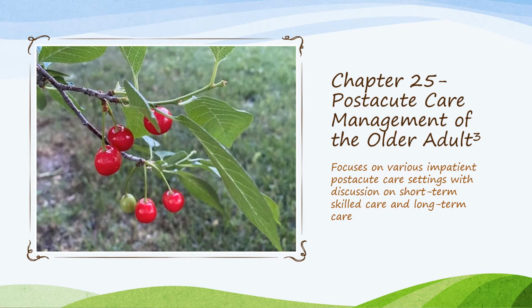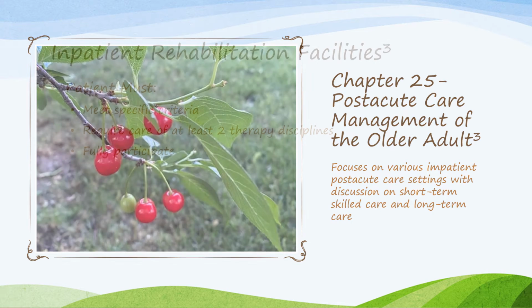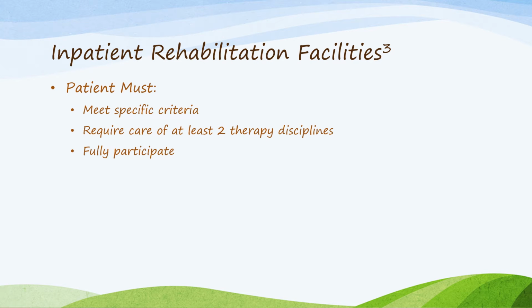Chapter 25 focuses on the post-acute care management for our older adults. This is a focus on post-acute care settings with discussion primarily on short-term skilled and long-term care facilities. With inpatient rehabilitation facilities, the patient must meet specific criteria.